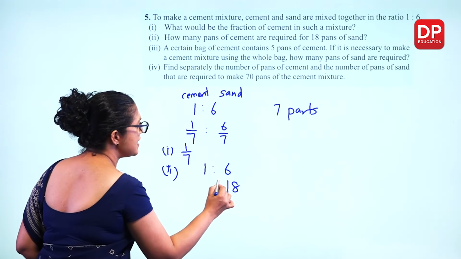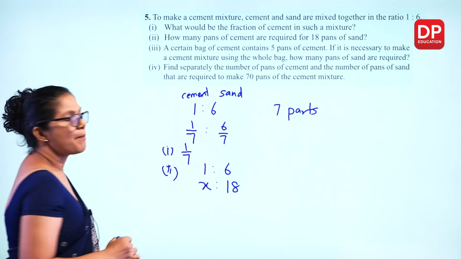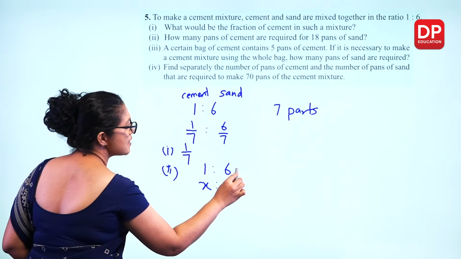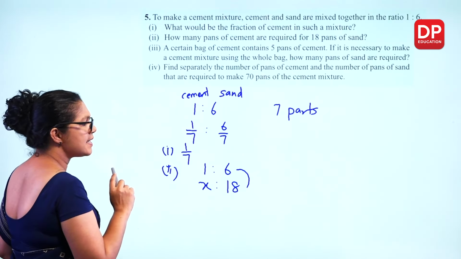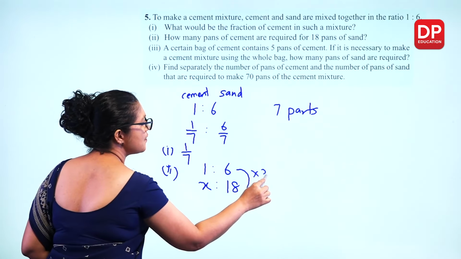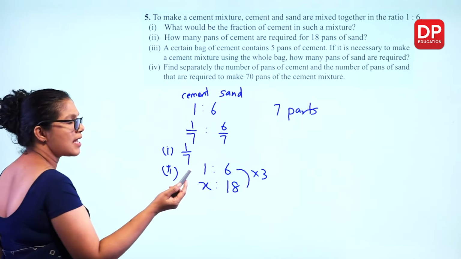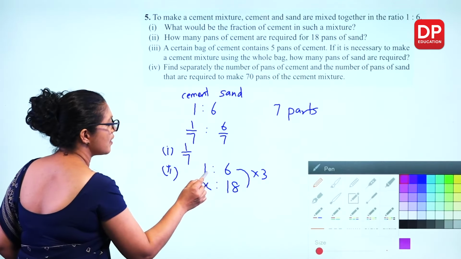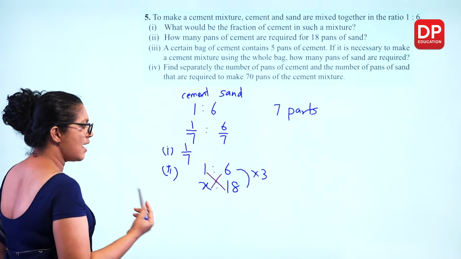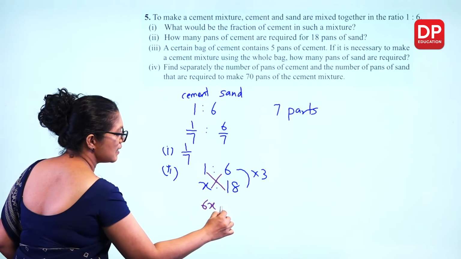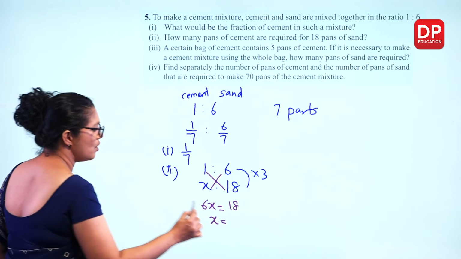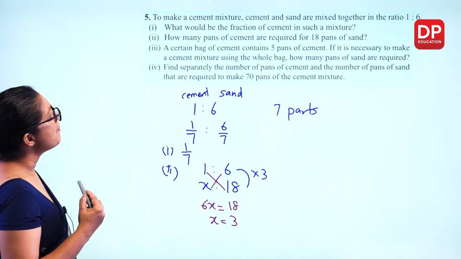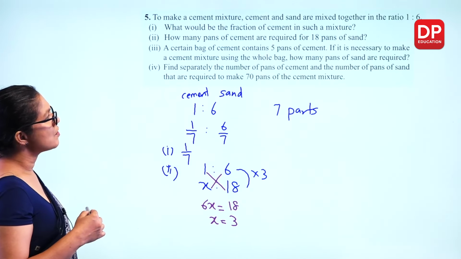So if this is 18, what's this number? Again, this is direct proportion. You can see how you get 18 from 6: 6 times 3. So you do the same thing here: 1 times 3, you get 3. Or you can use the other method. You can cross multiply and find the unknown value. So 6x equals 18, x is equal to 18 divided by 6. You get 3. So how many pans of cement? 3 pans of cement.